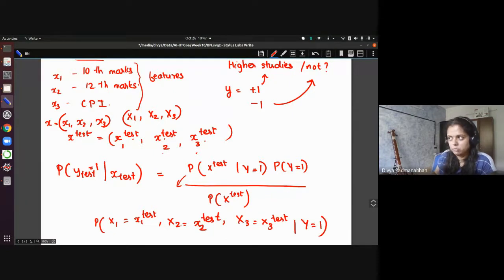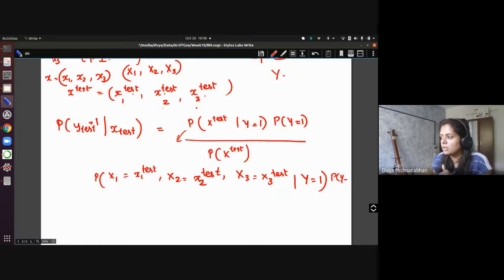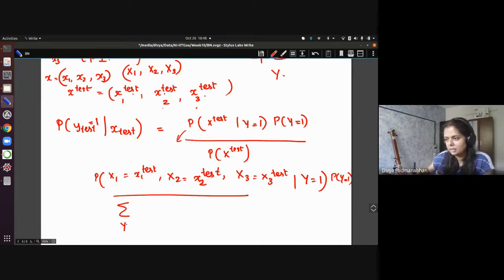So this is the random variable. Y is the random variable corresponding to whether the student is going to take higher studies or not, times probability y equal to 1, divided by this whole thing, right? You have a summation over different possible values of y. So for y equals 0, you can compute these numbers, and for y equals 1, again, you can compute. I'm just not writing the denominator.